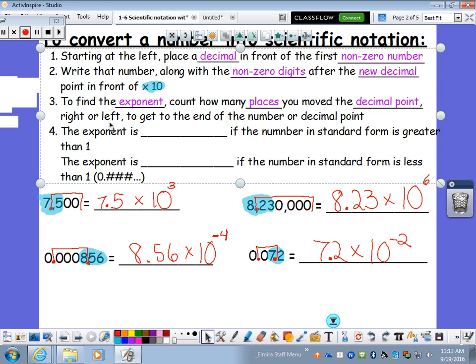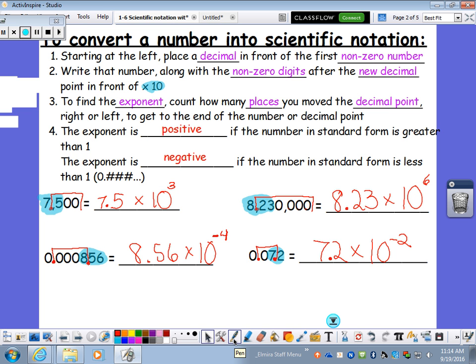Okay, so coming back to filling in our notes, the exponent is positive if the number is greater, and the exponent is negative if the number is less. Okay?